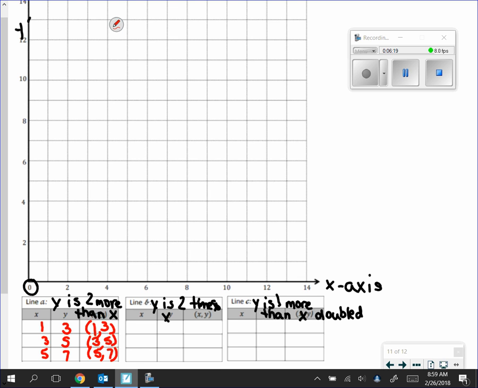So over 1, up to 3. There's my first point. Over 3, up 5. We always do X, Y. Over, up. So X is over and Y is up. Always.